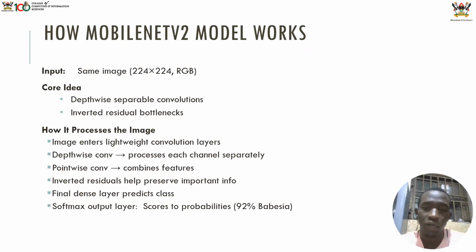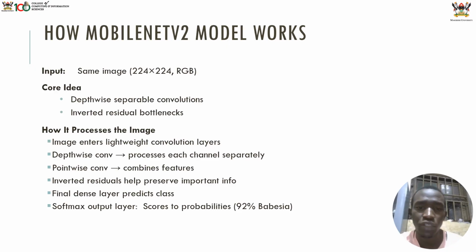Then you have how it works, input images. It uses the core idea of depthwise separable convolutions and inverted residual blocks. Initially, we first upload the image. First of all, upload the image, then the depthwise convolution processes each channel separately. Then next is the pointwise convolution, which combines the features, and the inverted residual blocks preserve useful information across layers. As the data flows through, the model learns features from edges to shapes and then to complex structures.